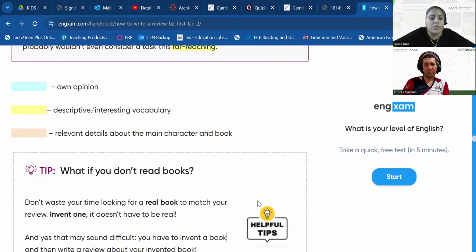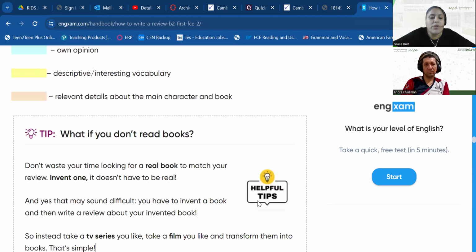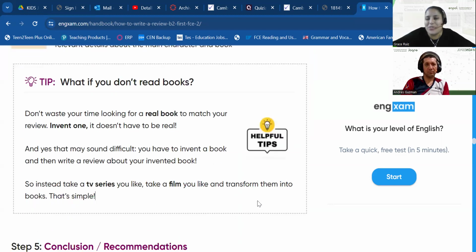Luego seguimos. Dice, don't waste your time looking for a real book to match your review. Invent one. Eso es lo que te dije hace un ratito, ¿no? ¿Qué importa? You can make up your own stuff. It doesn't have to be real, and Cambridge is not going to care. They're not going to do research to see if it actually exists. Yeah, you can make it up. It doesn't really matter. So instead of taking a TV series you like, take a film you like and transform it into a book. That's simple.